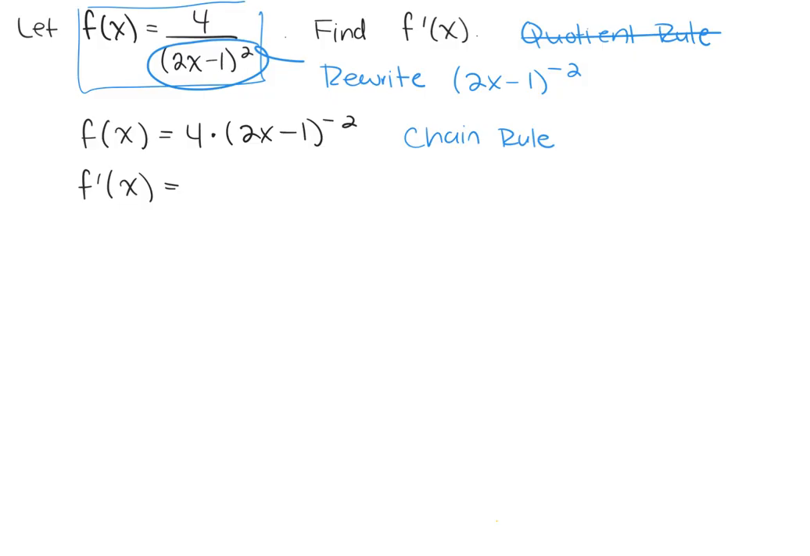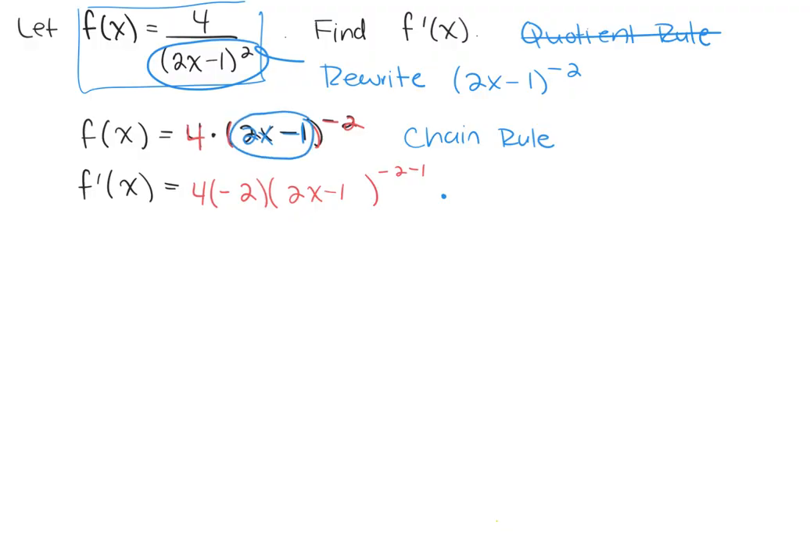So the chain rule says that we have to take the derivative of the outside function, which is what I'm tracing in red. And then once I take the derivative of the outside function, I'm going to multiply it by the derivative of the inside function, which is what I just highlighted in blue. So let's go ahead and take the derivative of the outside function. So that would be 4 times negative 2, and then raised to the 2 minus 1. Okay, and then now I'm going to multiply that times the derivative of the inside.